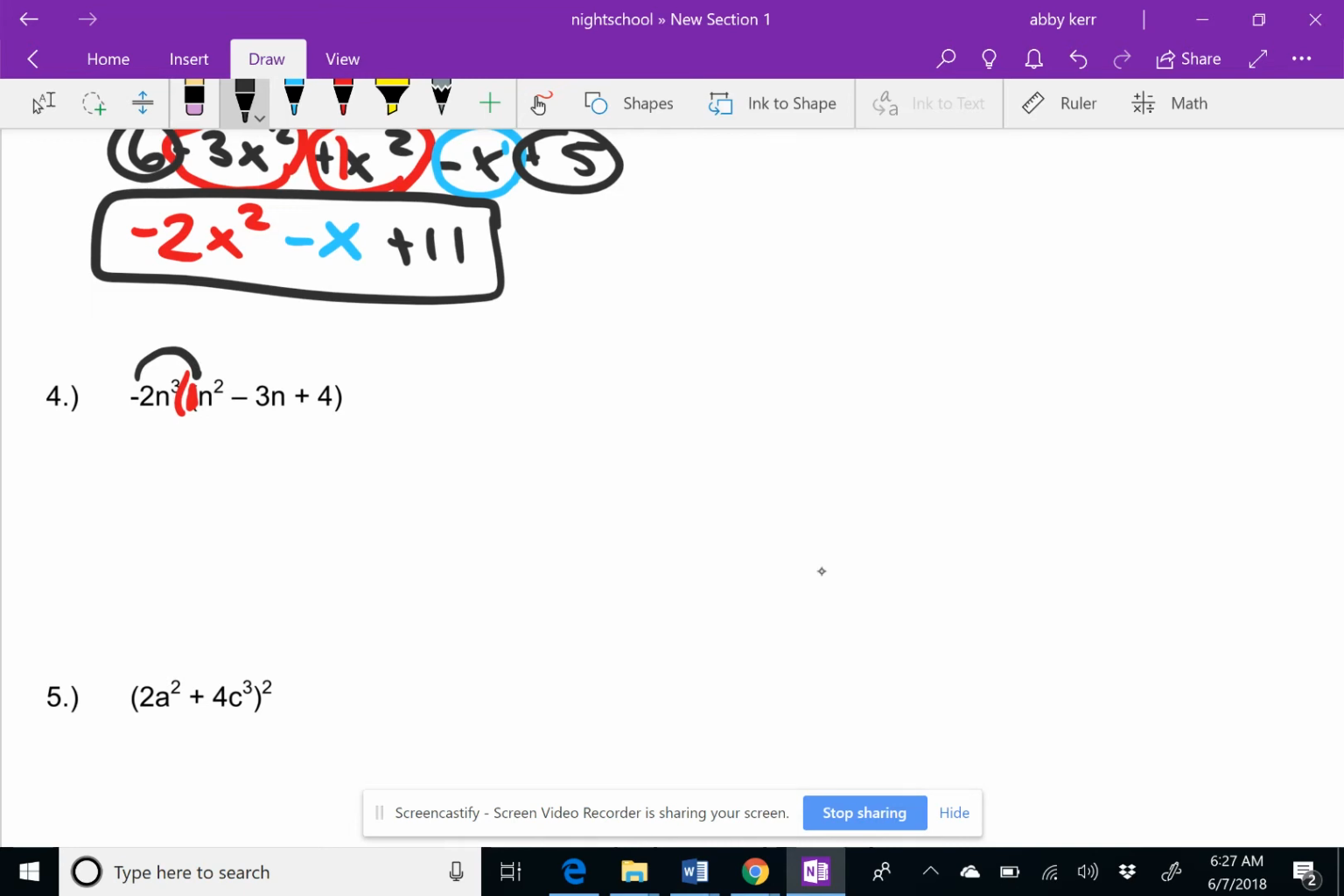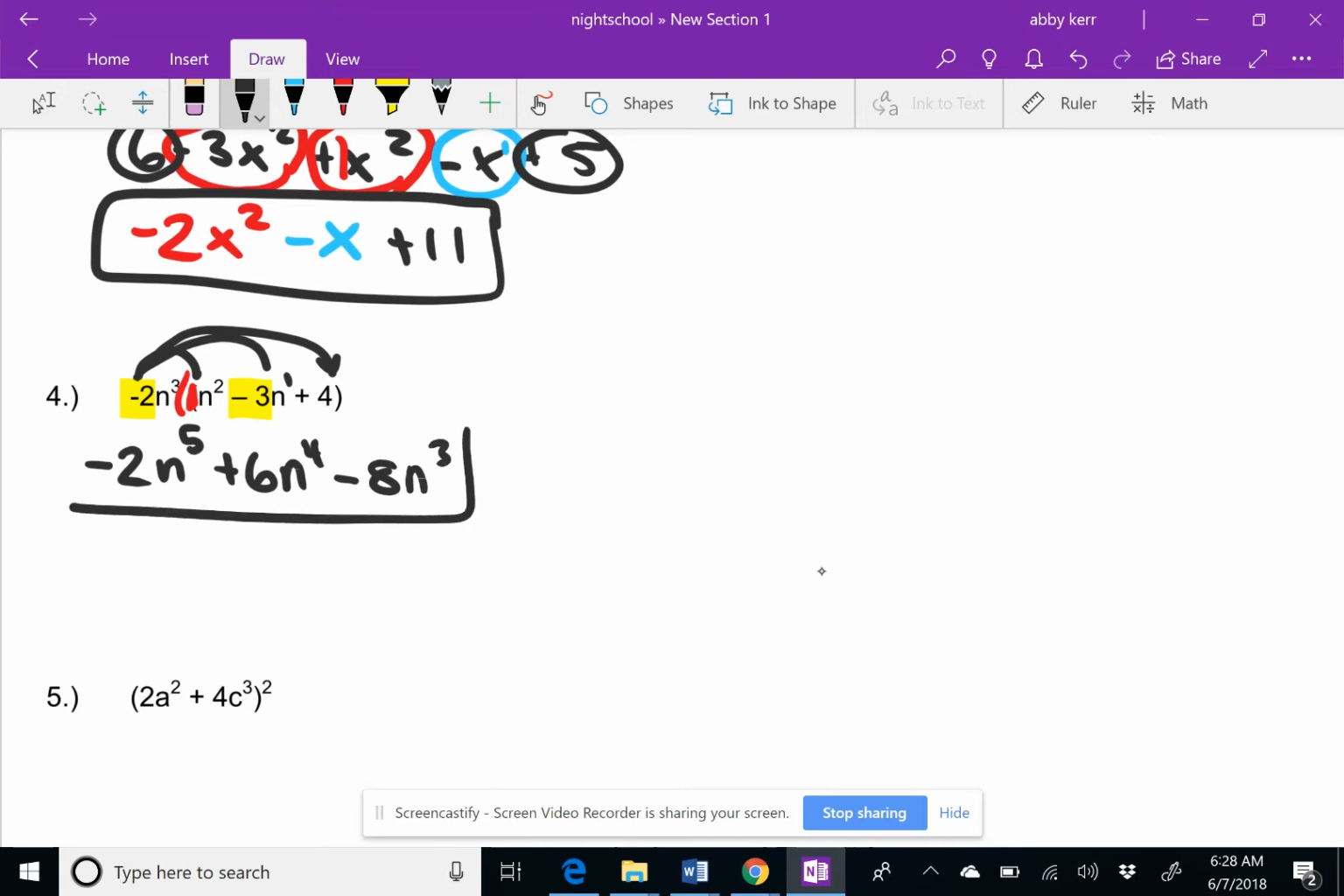Negative 2 times 1 is negative 2. N to the third times n squared, we're adding the exponent, so it's n to the 5th. Now be careful for this part. It's really a negative 3 times a negative 2, so that is going to get us a plus 6. N to the third times n, add the exponents, so 3 plus 1 is 4. And then our last term to distribute, negative 2 times 4 is a negative 8. And then drop down that n to the third.